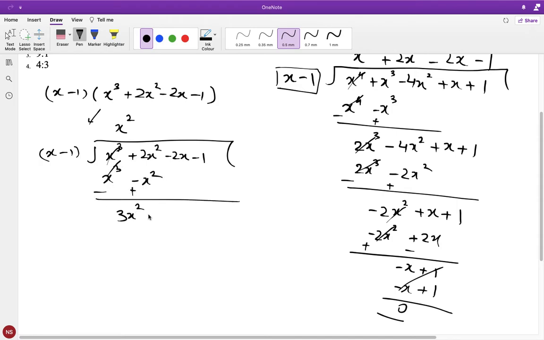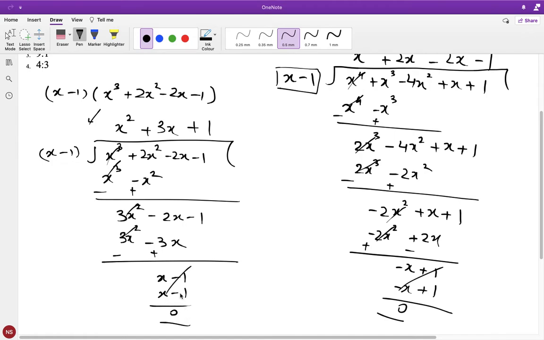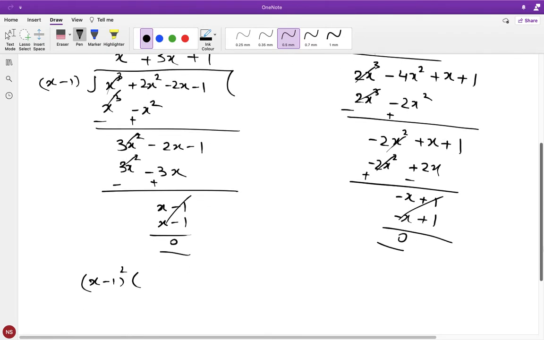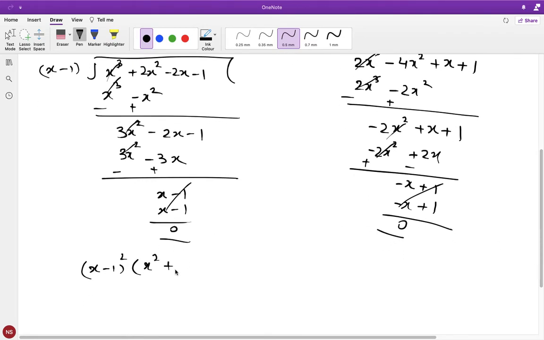So 3x square minus 2x minus 1. So plus 3x. 3x square minus 3x. So x minus 1. So plus 1. Again, x minus 1 is a factor and this is what is left. So we have (x minus 1) whole square into (x square plus 3x plus 1) is equal to 0.